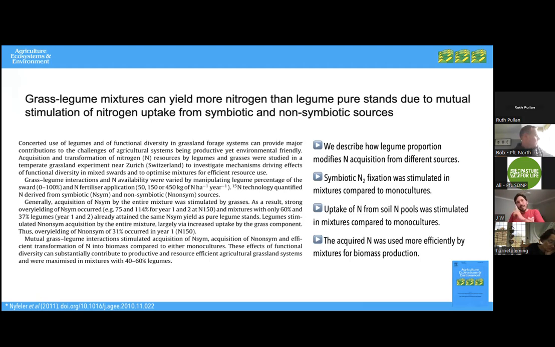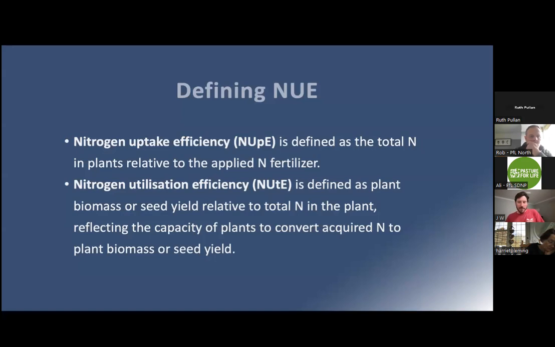And so that leads us into the second definition of nitrogen use efficiency, which is the nitrogen utilization efficiency. And that is defined as how much biomass or how much yield, depending on the context, are we able to produce per unit of nitrogen that's in the plant. So really reflecting the plant's ability to use the nitrogen that it acquires and turn it into biomass.